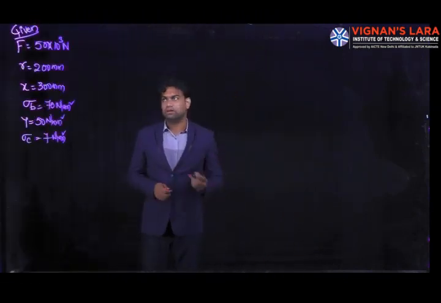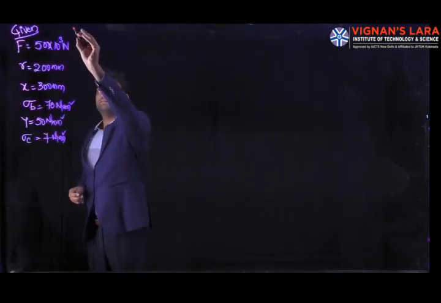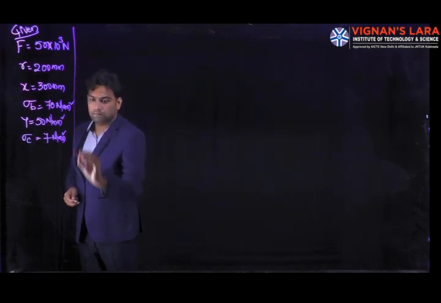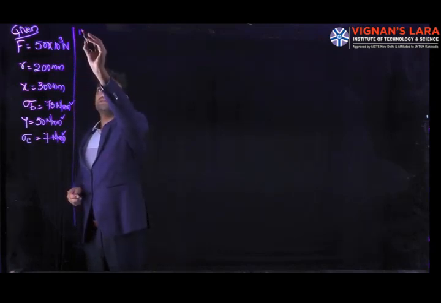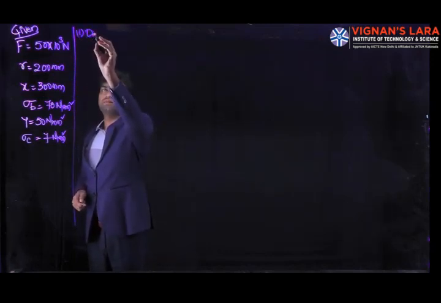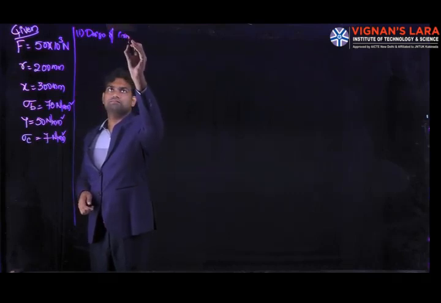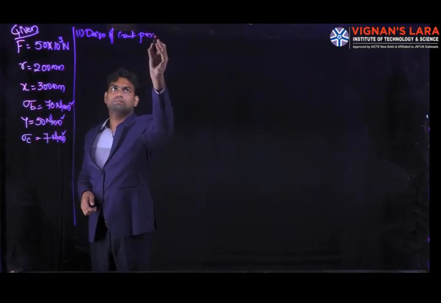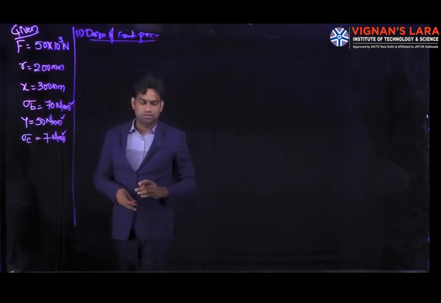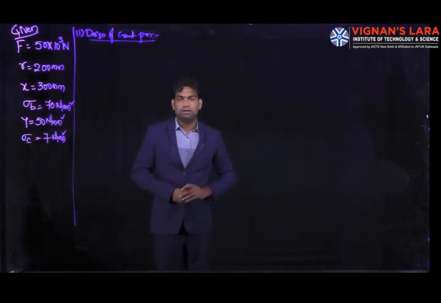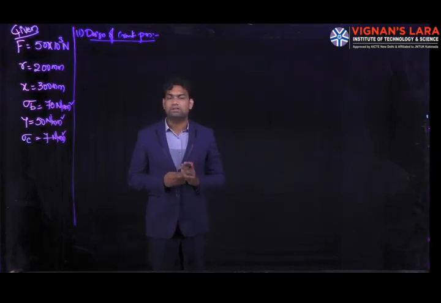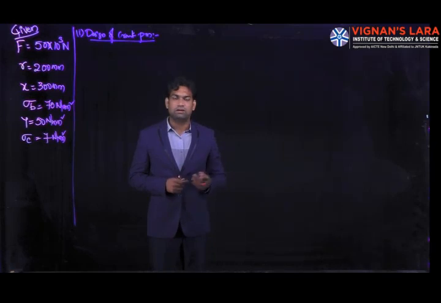So let us dive into the design procedure for the overhang crankshaft. First of all, in the design, we need to calculate the dimensions for the crank pin. That is the first step in the design. Going through the design procedure, the crank pin is subjected to three different types of stresses, as I stated.